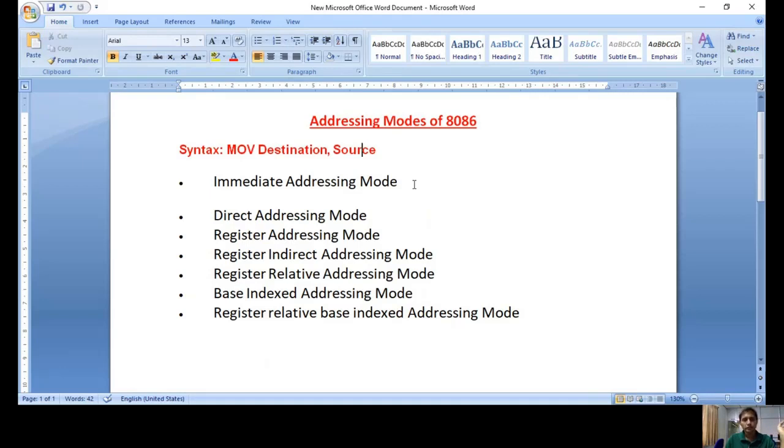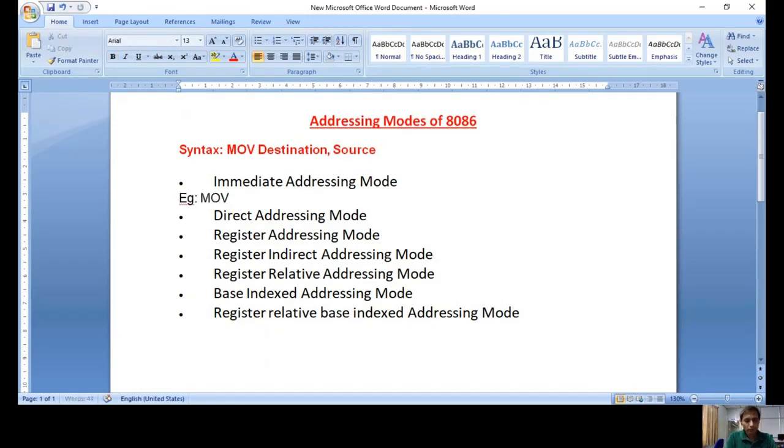Let us see first the immediate addressing mode. In this addressing mode, the source operand must be either 8-bit data or 16-bit data, but the destination operand must be a register. Let us see an example.